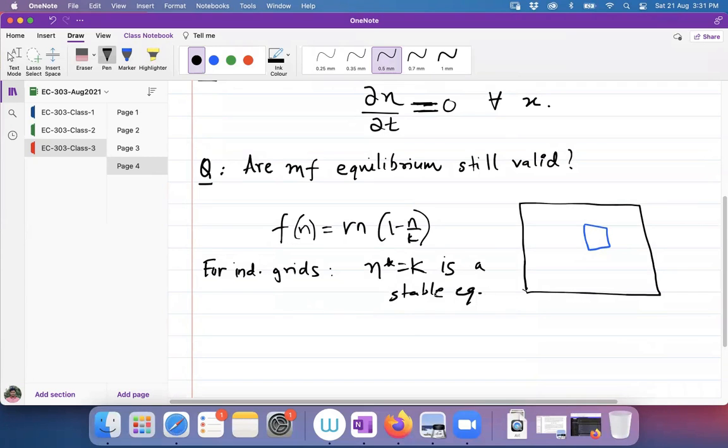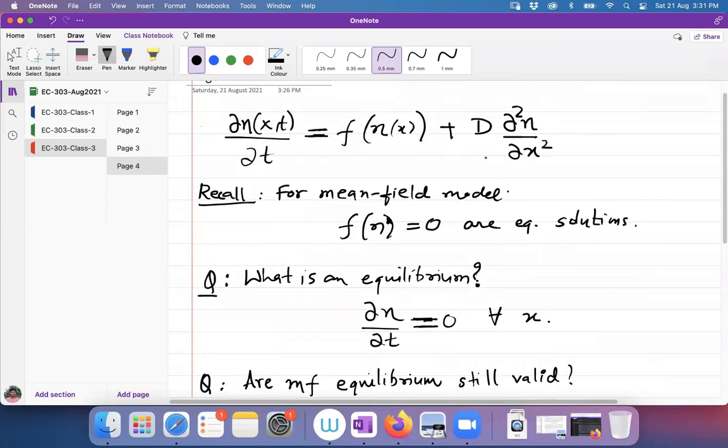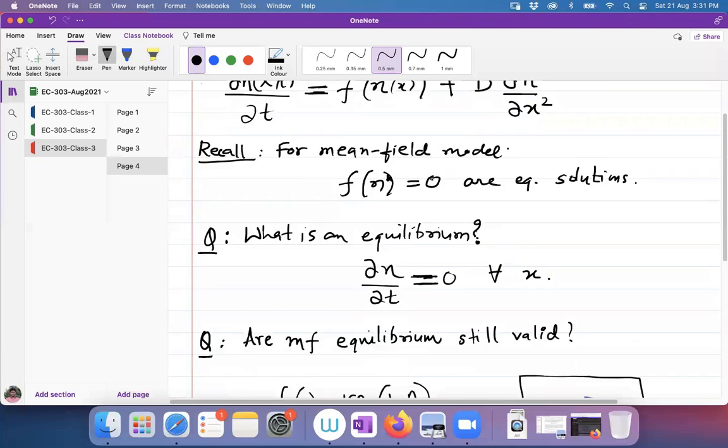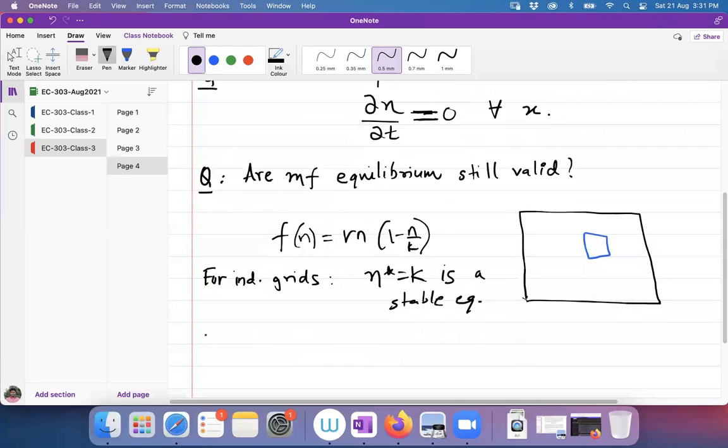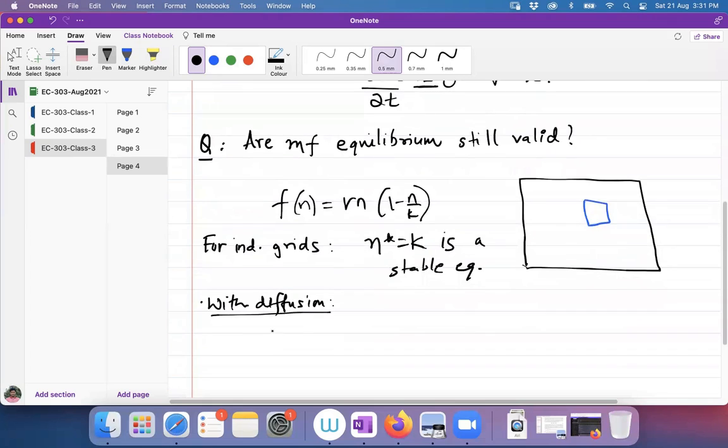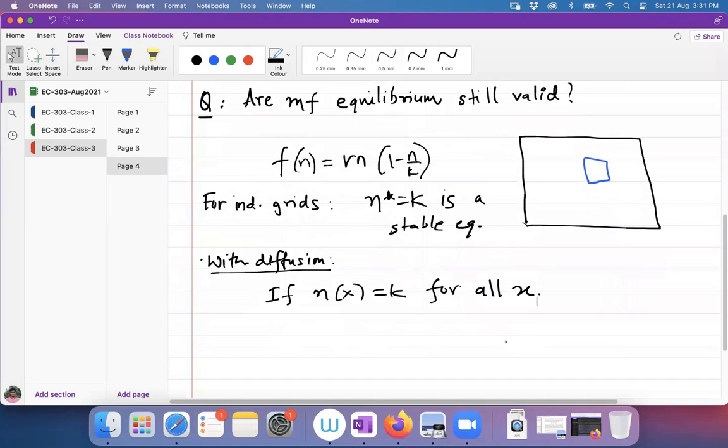Now, but the thing is, we also have this diffusion term. Okay, let's now consider this case. Let's say with the diffusion term, what happens? Let's consider this scenario. If n(x) is equal to k for all x, okay, then what happens?